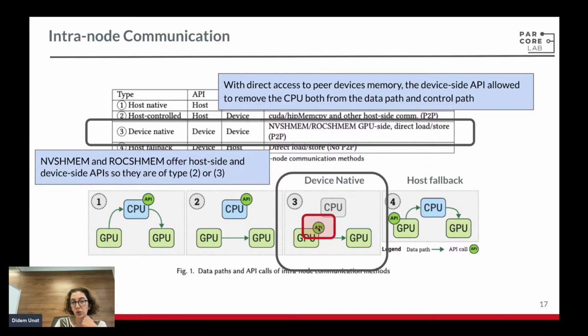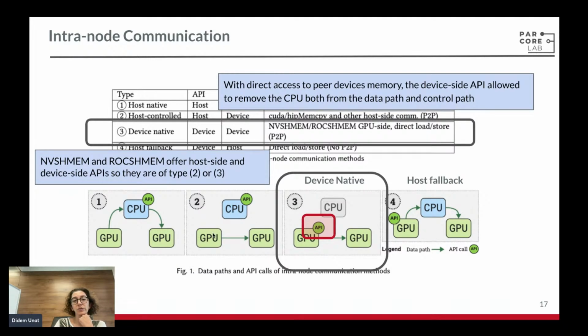So this green circle is now on the GPU side, and very specific examples for the API being on the device side are NVSHMEM and ROCSHMEM. They both offer host side and device side APIs, so they can be either type 2 or type 3. I was just informed that NCCL will also introduce device side APIs pretty soon. It doesn't currently support them, but it will in the future. NCCL will be in this category as well.